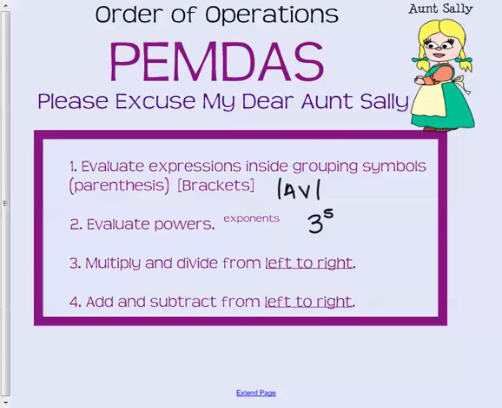Then we multiply and divide from the left to the right. These two are actually equivalent to one another. So we have to use the left to the right rule, which means if I see 3 divided by 2 times 7, we have to do this step first. Same with adding and subtracting. So if I see 4 minus 2 plus 8, this step comes before this step. It's always left to right.